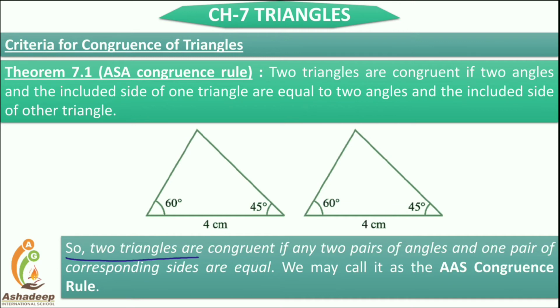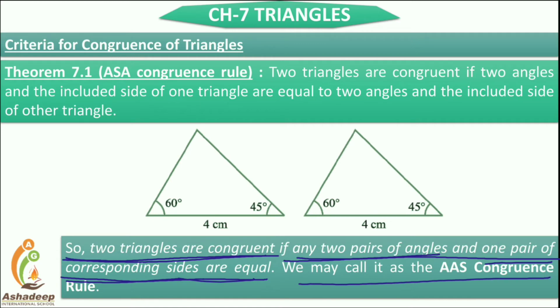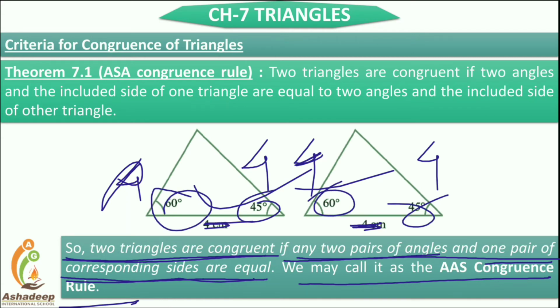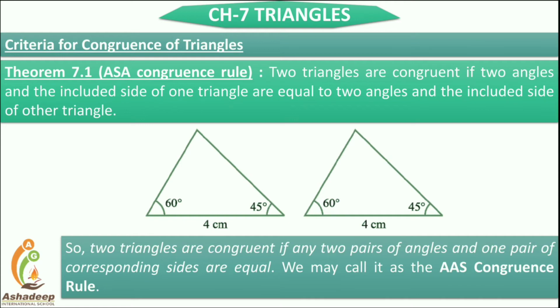So two triangles are congruent if any two pairs of angles and one pair of corresponding sides are equal. Once again, the two triangles are congruent if any two pairs of angles and one pair of corresponding sides are equal, and this is called the AAS congruence rule. So AAS is possible here. How? If this one were not here and were here instead, it would still be correct, and if this one is not here and is here, it would still be correct, but the two angles must be together, right? Now that is called the AAS rule.